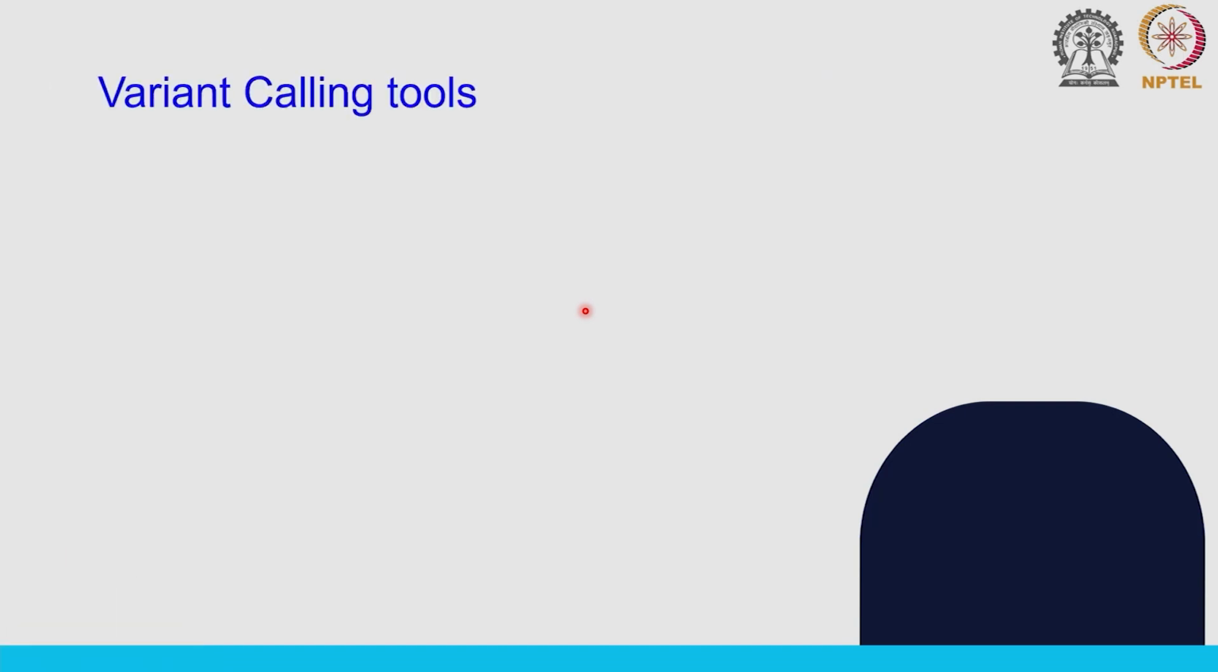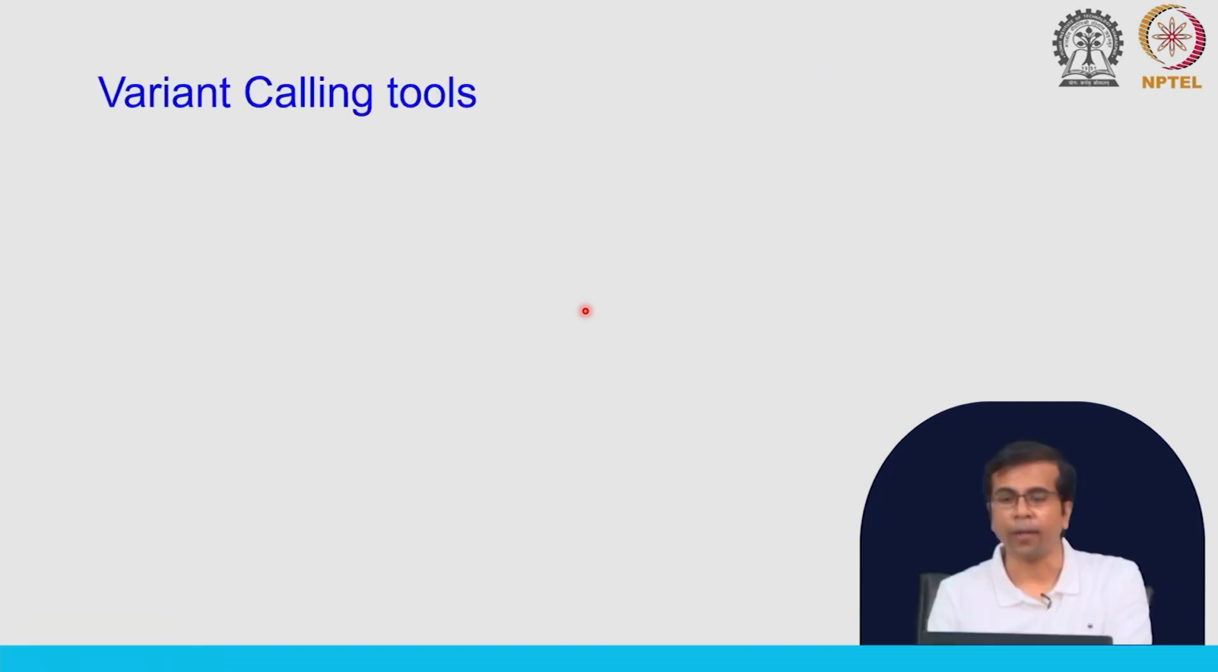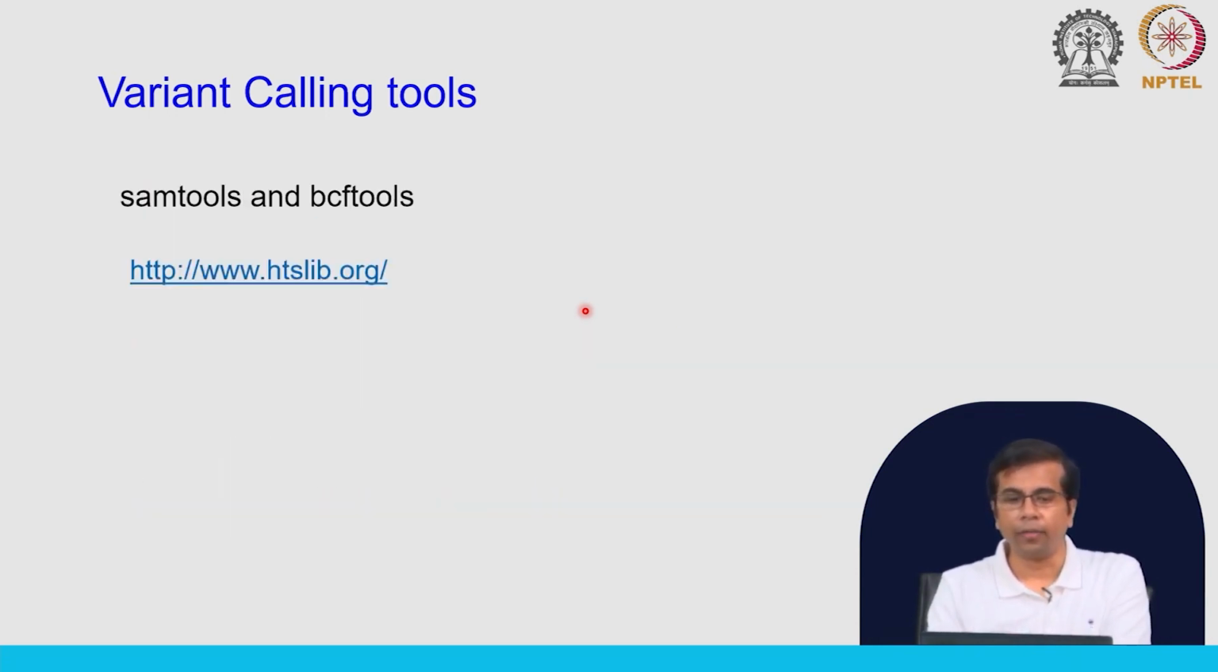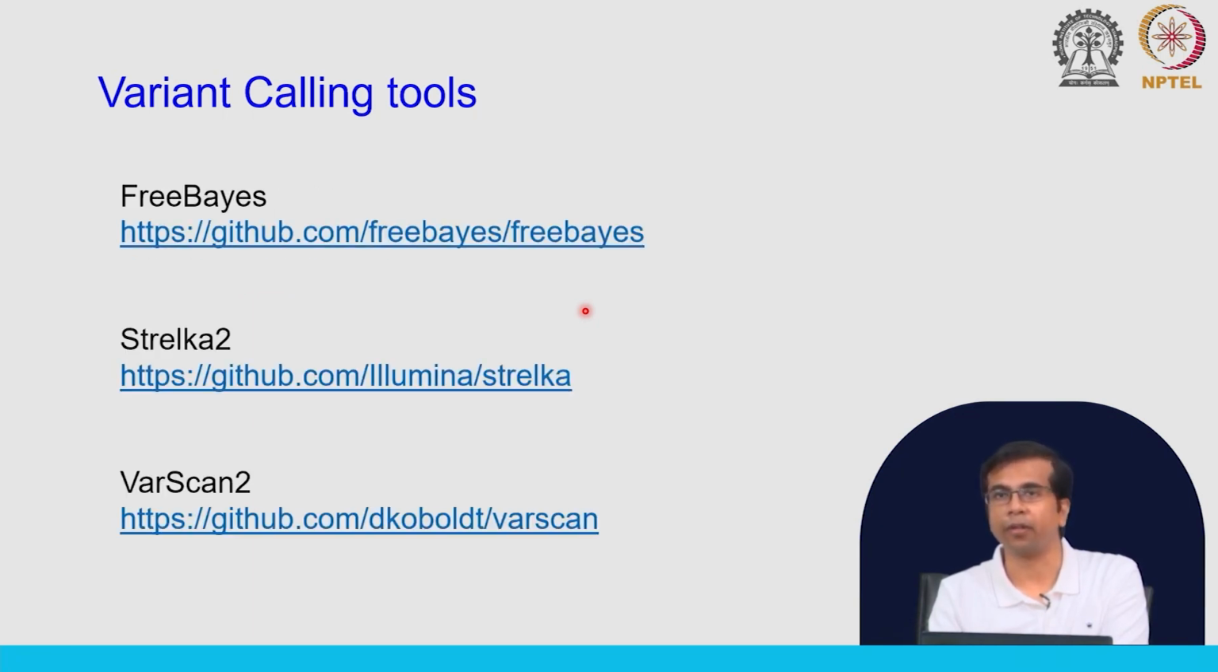So, let us go ahead. There are different variant calling tools, and I will list some of them here. The first one is the Genome Analysis Toolkit. This is a very popular toolkit, and there are multiple options there. For example, you can have the GATK HaplotypeCaller or GATK Mutect2, and they are built for different purposes, although they have some overlaps, but they have some special purposes. We also have SAMtools and BCFtools that are also widely used for variant calling, and then you have something called FreeBayes, Strelka as well as VarScan2.